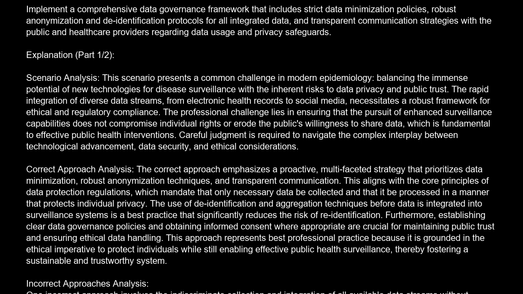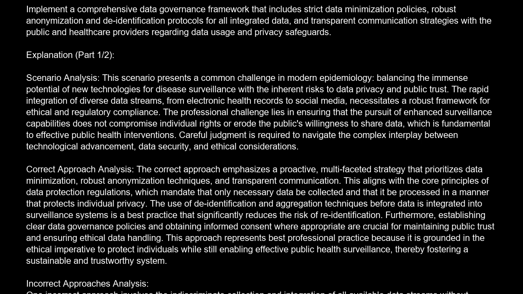Correct approach analysis. The correct approach emphasizes a proactive, multifaceted strategy that prioritizes data minimization, robust anonymization techniques, and transparent communication. This aligns with the core principles of data protection regulations, which mandate that only necessary data be collected and that it be processed in a manner that protects individual privacy. The use of de-identification and aggregation techniques before data is integrated into surveillance systems is a best practice that significantly reduces the risk of re-identification.